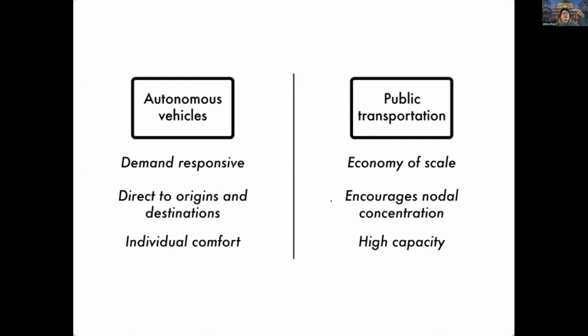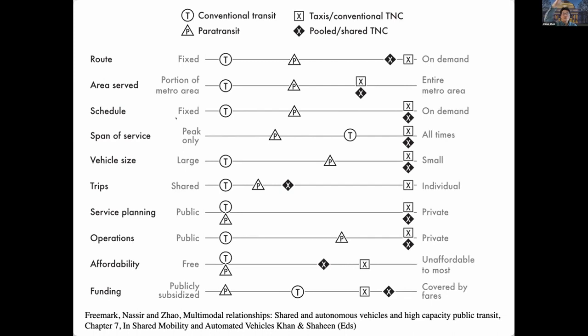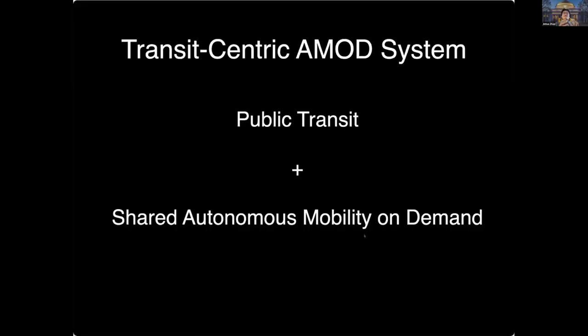Of course, I only list a few dimensions here. You can expand this discussion to a lot more factors that we should consider in the whole urban mobility planning process. If you look at the route design, from fixed route to on-demand; in terms of the area served, from a portion of a metro area to the entire area; in terms of the schedule, fixed or on-demand; span of service, vehicle size, trip, service planning, operation, affordability, funding. If you look at all these dimensions, there's a whole spectrum there. And different transition technologies can sit in this multi-dimensional spectrum in different ways. So the question here is, is it meaningful to have public transit and shared mobility together?